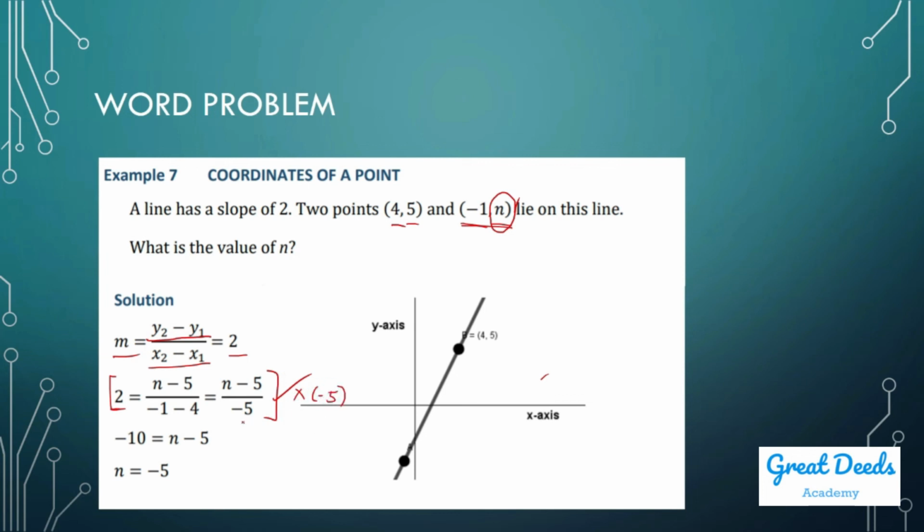-5 divided by -5 is 1. -5 times 2 is -10. So this is our equation. What then is the value of n? n = -10 + 5, which is equal to -5. So this is one point with coordinates (4, 5), and the other point would be the point with coordinates (-1, -5). 1, 2, 3, 4, 5.